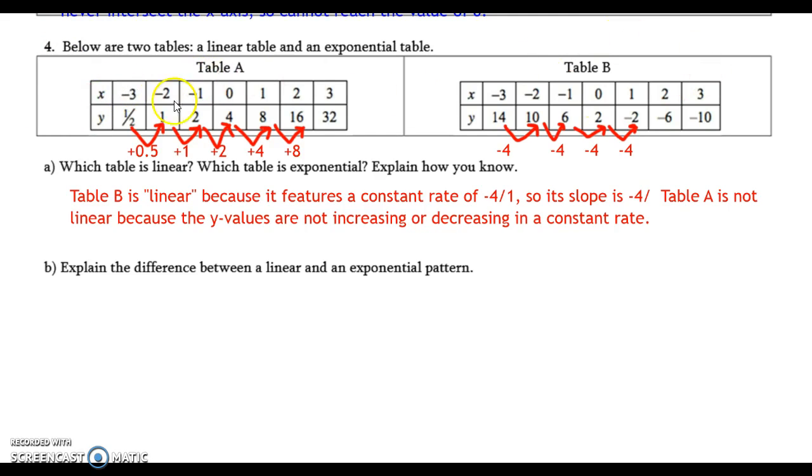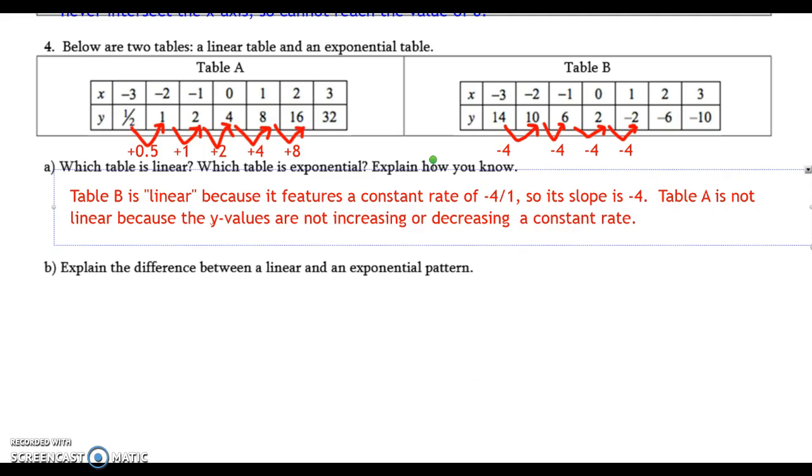All right, for table A and for table B, we determined that table A had a different addition every single time for each different y value, but for table B, it went down by 4 every single time. Very consistent, very constant. We call that a constant rate or a slope. Table B is the linear one because it features the constant rate of -4 divided by 1. For every increase of 1 in the x value, we went down 4 in the y value, so -4/1. That is a typo. It should be a period. Table A is not linear because the y values are not increasing or decreasing at a constant rate. They're increasing and decreasing using a constant ratio or a common ratio. So that's the main difference.